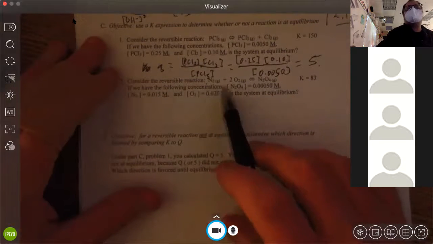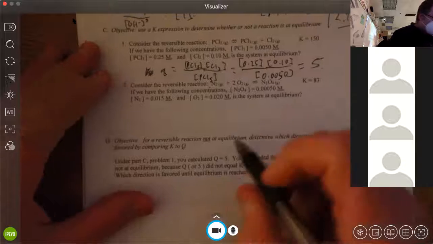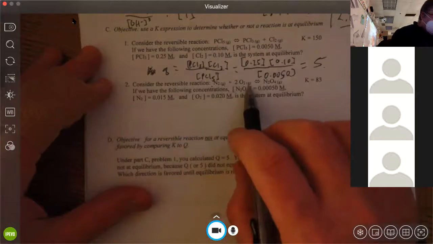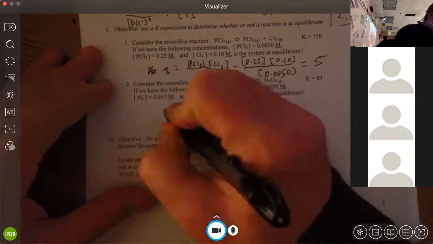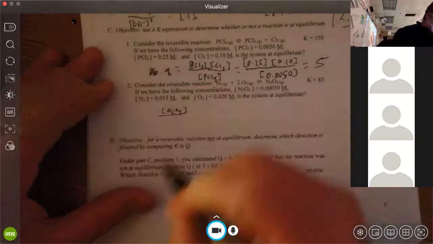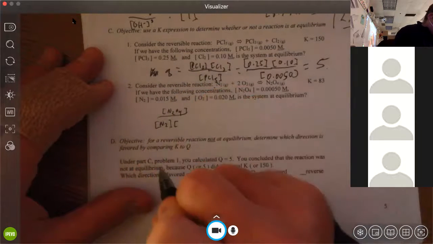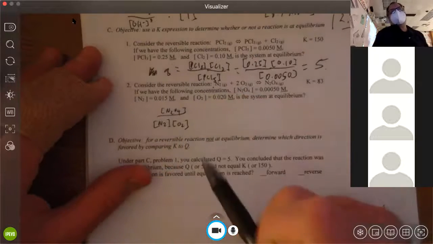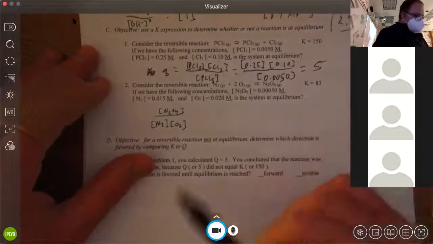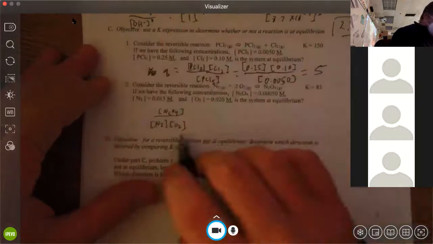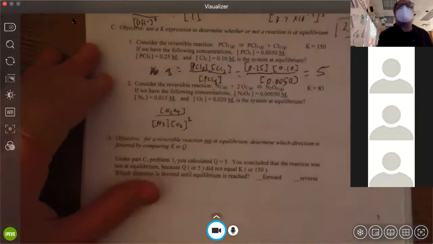Let's try this next one down here. So consider the reversible reaction, nitrogen plus oxygen yields dinitrogen tetroxide. If we have the following concentrations, let's go ahead and check our states, all gases. So we're going to have the concentration of N2O4 on top, products over reactants, O2. Again, you have to look at these as tiny elementary reactions. So whatever the coefficient is here, elementary rate laws, right? Whatever the coefficient is there, that is going to be the power we take that to.